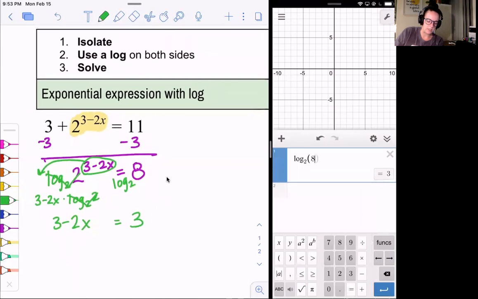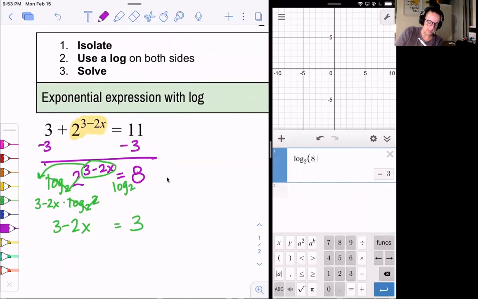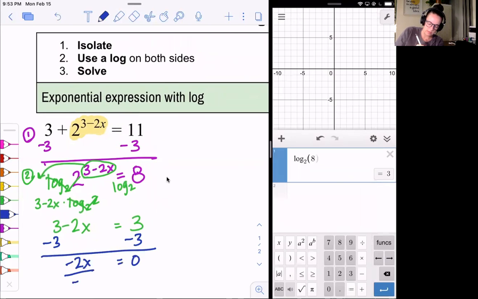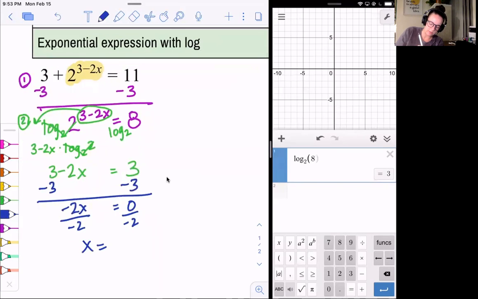So our first step was to isolate. We did that step in purple. Our second step was to take the log of both sides, that is in green. And now our third step will be to solve. So I'm going to subtract 3 on each side. Again, negative 2x equals 0. Dividing by negative 2, I get x equals 0. And so 0 is our solution here.